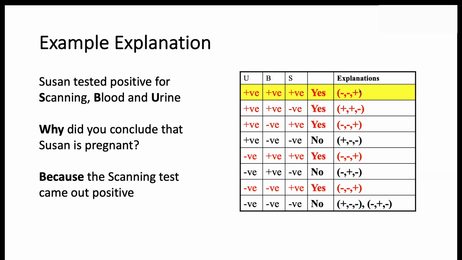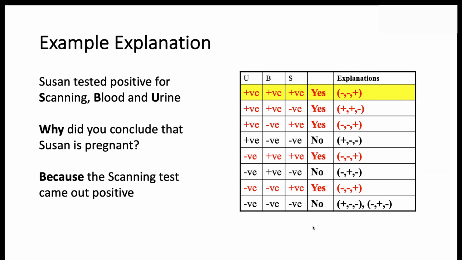Now, again, this is saying more. This is saying, yes, I can do it with one positive feature. I don't need this, but no other feature on its own will trigger this decision. So if you had blood test alone, that would not do it. If you had urine test positive alone, that would not do it. Only scanning test alone can actually give you that decision.